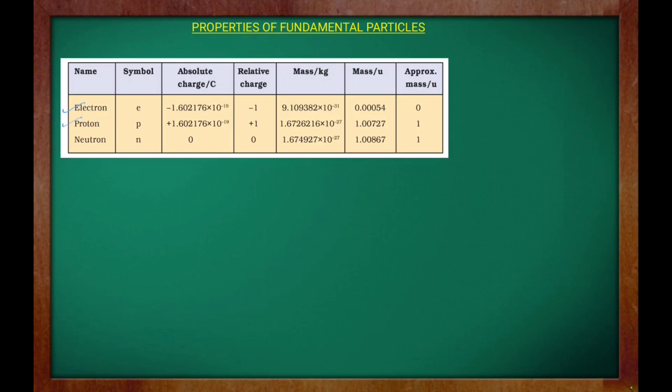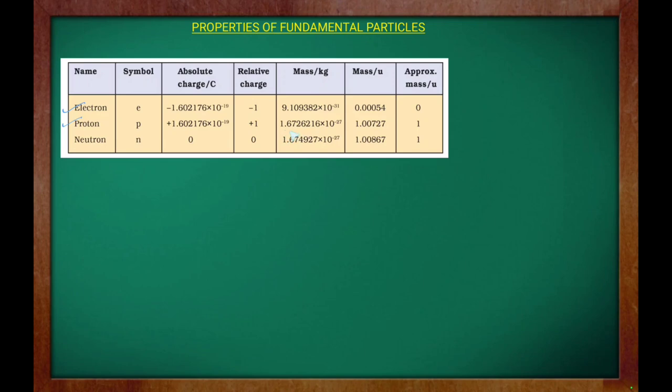The subatomic particle proton is represented by the symbol P. The absolute charge for a proton is +1.602176 × 10⁻¹⁹ coulomb. Relative charge is +1.